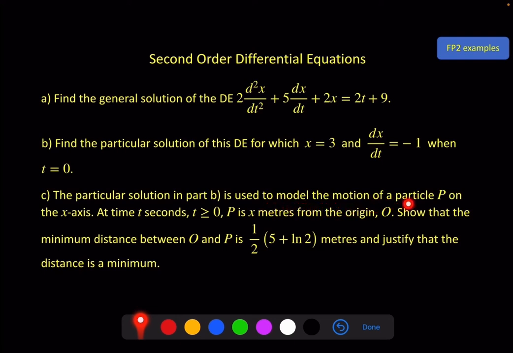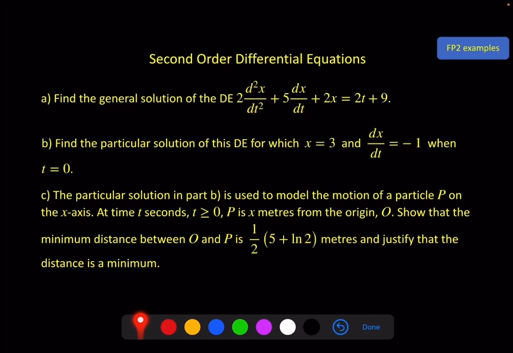We're modeling the motion of a particle, and we need to find the minimum distance here and justify that it is a minimum. So hopefully the word minimum is already making you think, I'm going to have to differentiate this, set it equal to 0, justify the minimum. Hopefully that is making you think I need the second derivative and make sure that that is a positive value. But we'll come back to that in a minute.